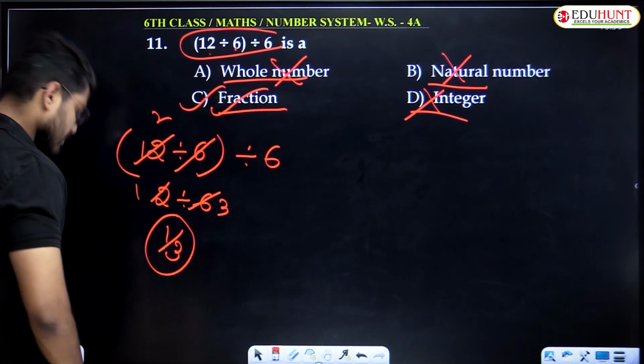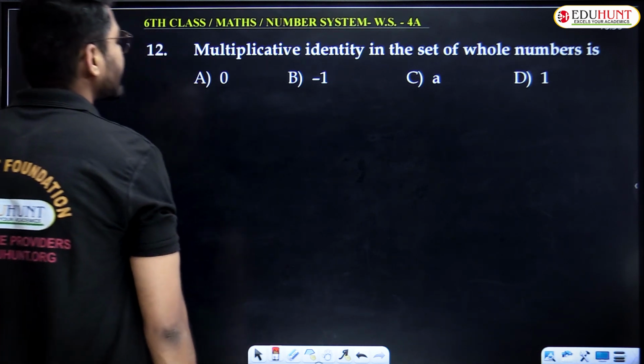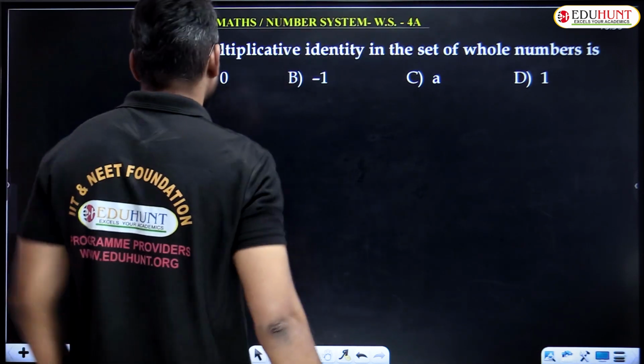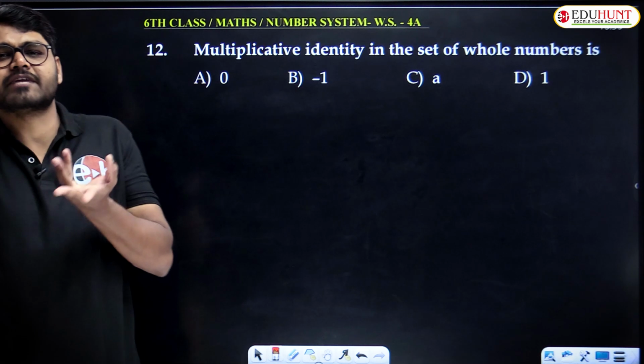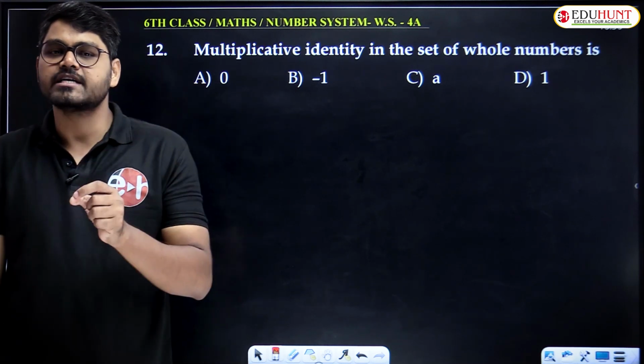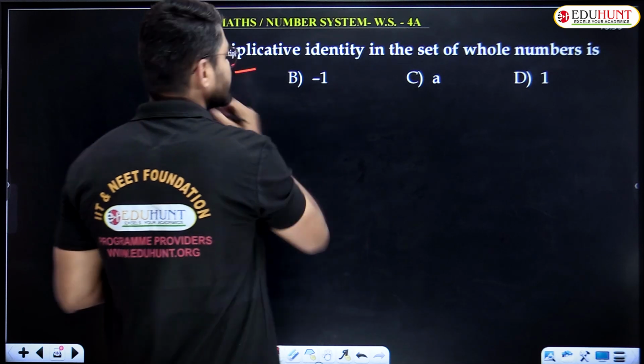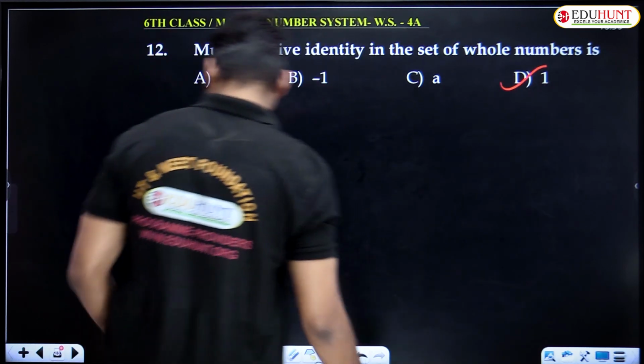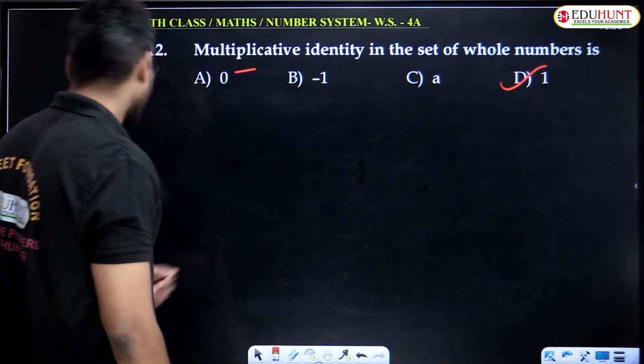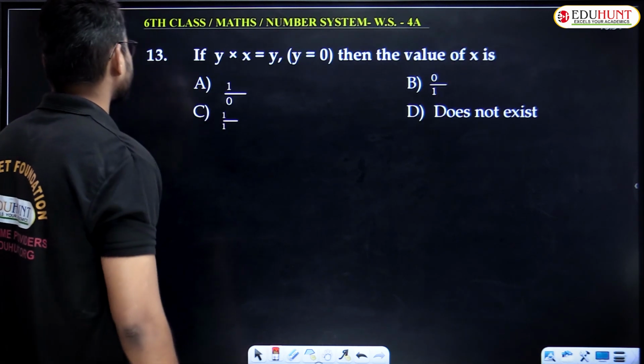Let's move on to the next one. Multiplicative identity in the set of whole numbers. What is multiplicative identity? Multiplicative identity is nothing but 1. Additive identity is nothing but 0. Multiplicative identity in the set of whole numbers is 1, that is option D. This is a direct question. Okay, let's move on to the next one.